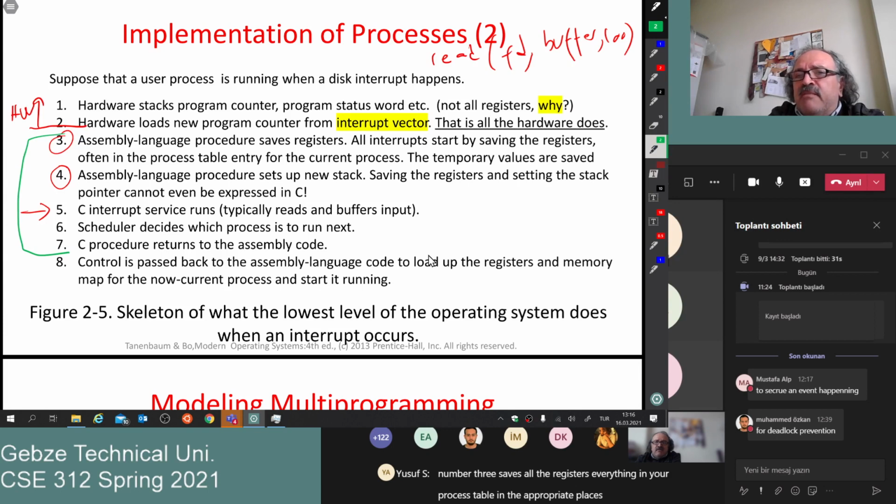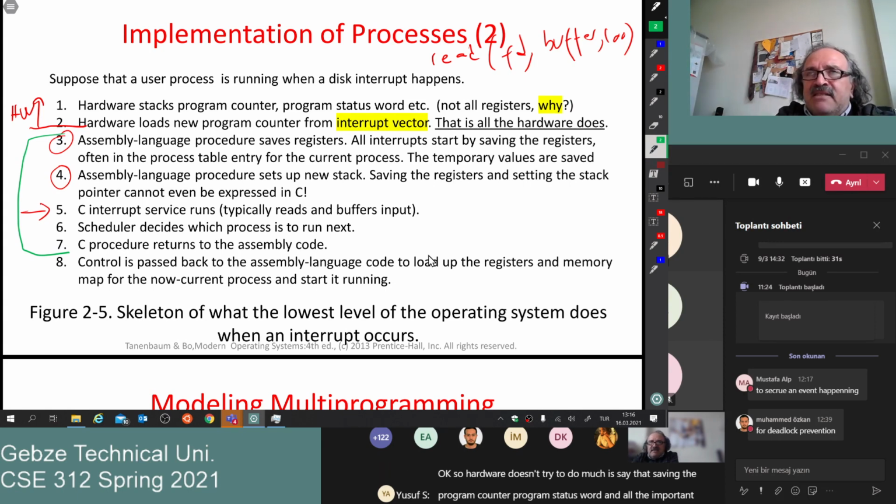Hardware doesn't know much about your operating system. So hardware saves a minimal amount of data to some stack, and then lets the operating system handle the rest. Hardware doesn't try to do much. It saves the program counter, program status word, and all important registers so that assembly can start running without affecting the interrupted program.